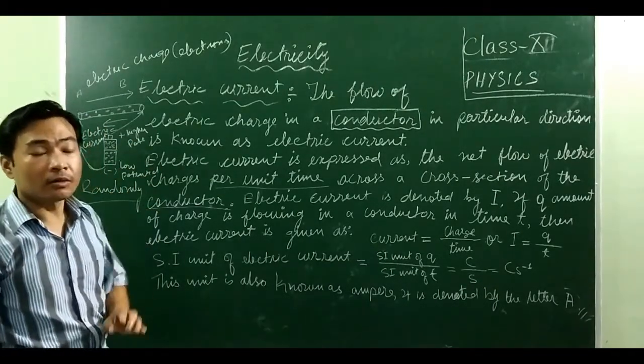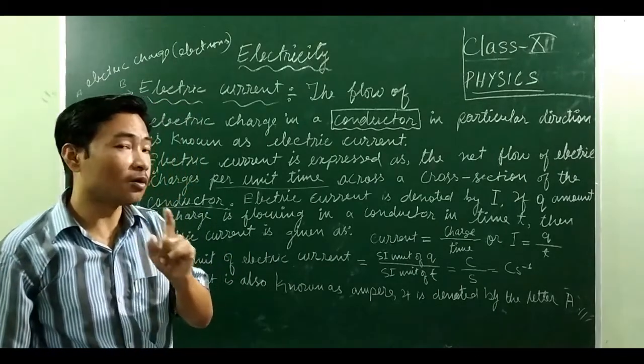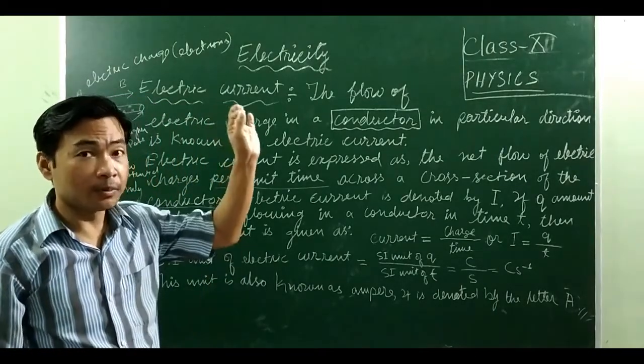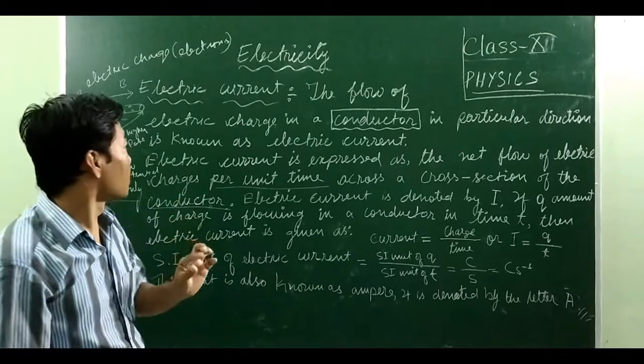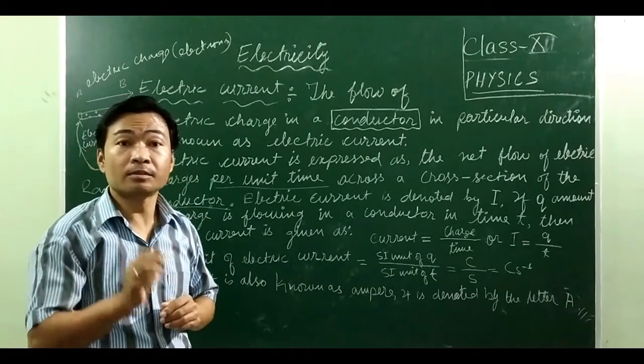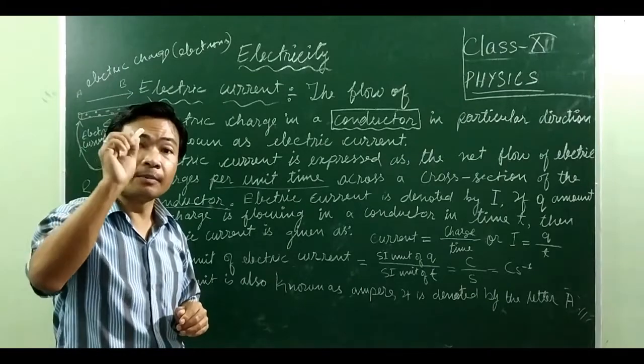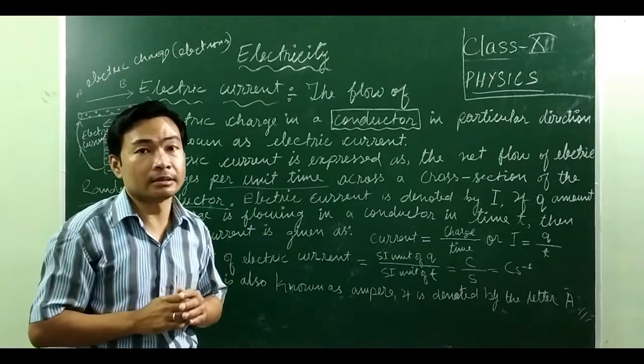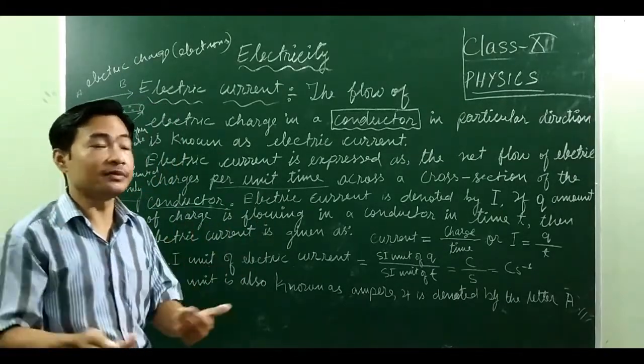So always remember that the direction of the flow of electric current is from the higher potential to the low potential, and the direction of the flow of electrons is from the low potential to the high potential. They are opposite to one another. Okay, that is taken for our convenience.